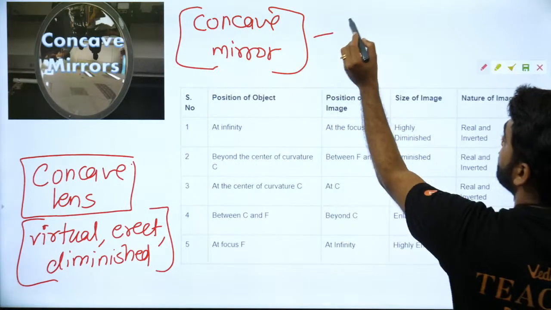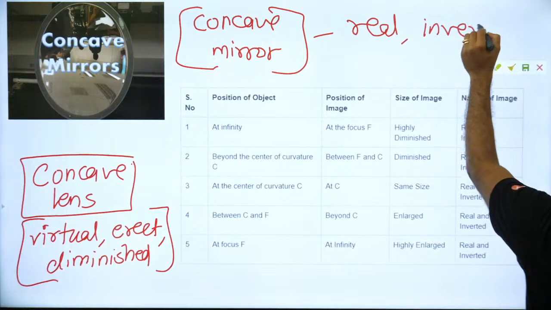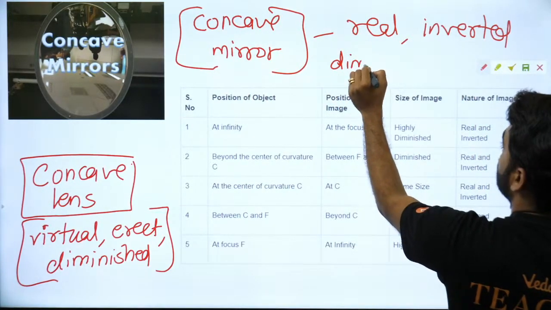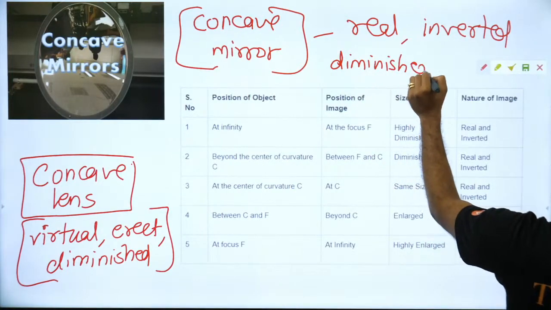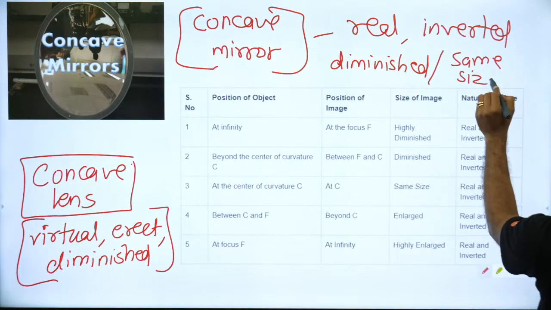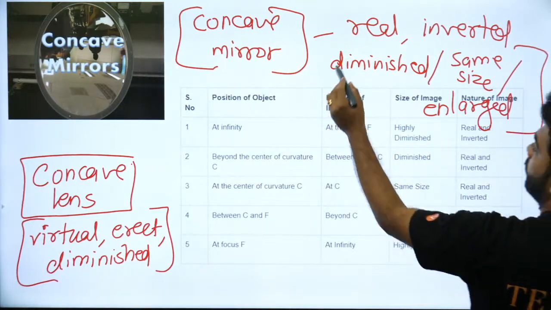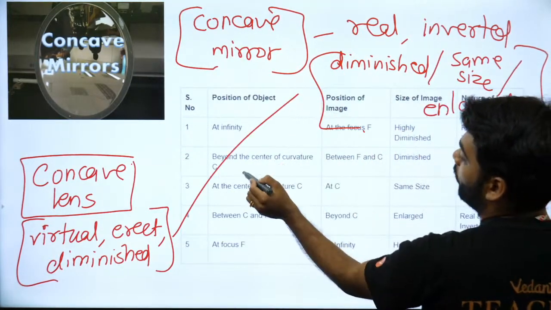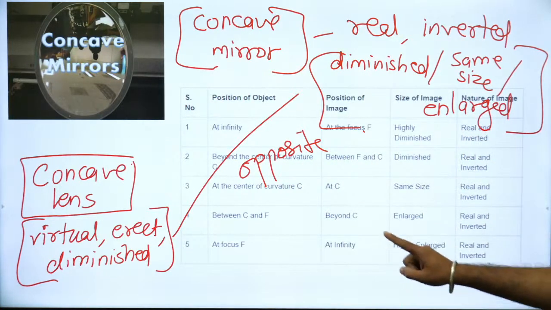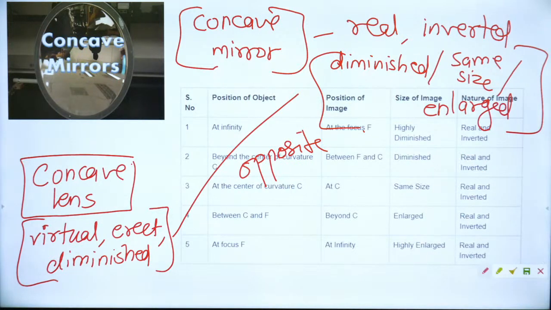Concave mirror is real and inverted, whereas the image can be diminished, same size or enlarged. इसका पूरा ऑपोजिट. Concave lens was virtual erect diminished. Concave mirror is real inverted diminished same size or enlarged.